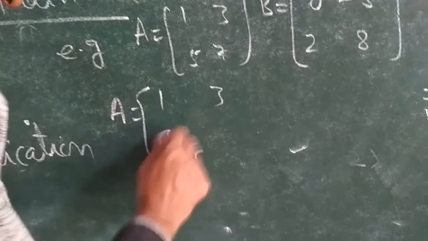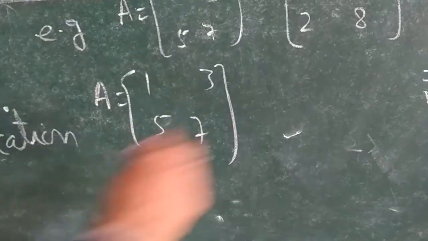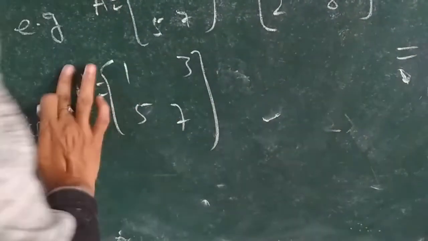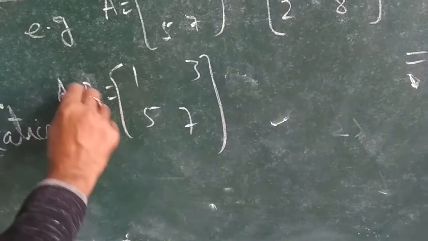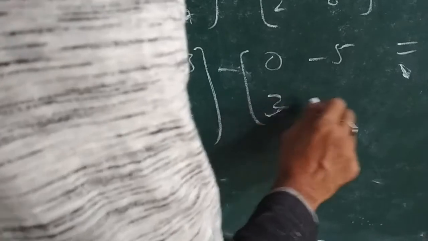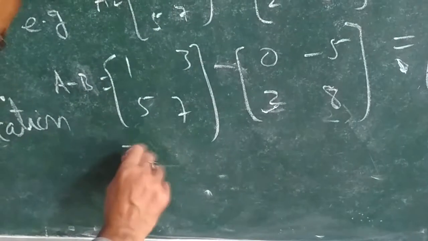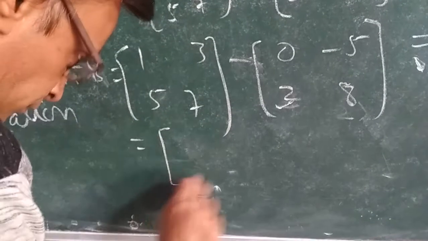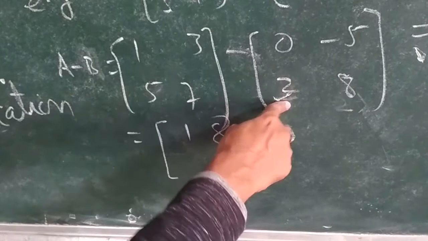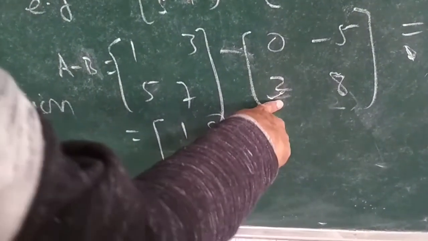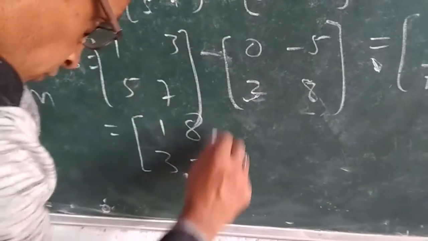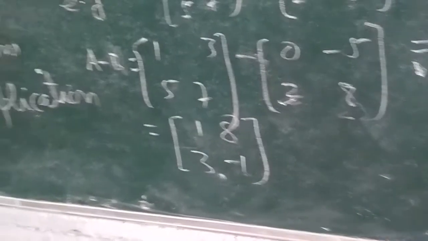A is 1, 3, 5, 7. A minus B. Then what is the answer? 1 minus 0, 1. 3 minus 5, -2. 5 minus 2, 3. 7 minus 8, -1. So this is the answer of subtraction. Multiplication I will take later.